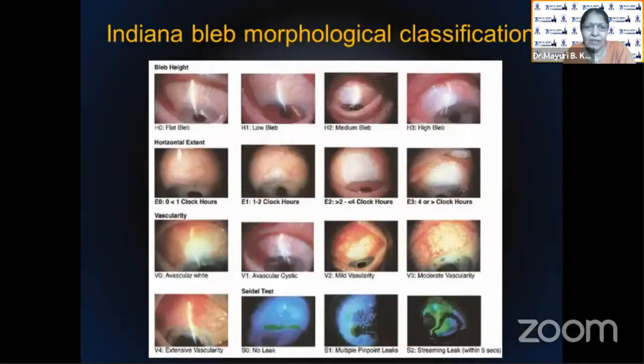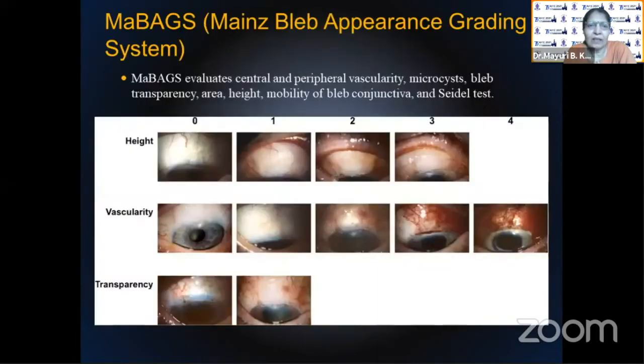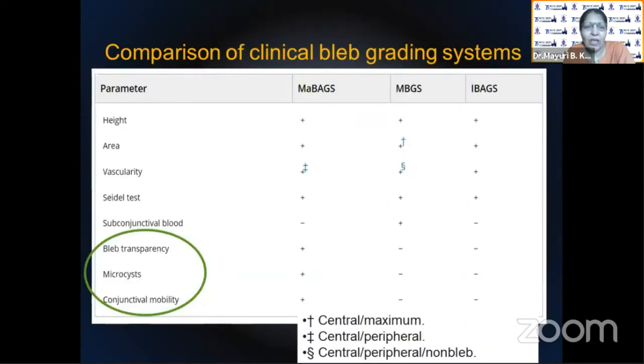First is the Moorfields classification, then the Indiana classification, which includes the Seidel test also, along with the bleb height, extent, and vascularity. Another one, introduced in 2017, is the Mabeck classification, which also includes the transparency of the bleb, with the height and vascularity of the structure. If we compare all three, the Mabeck classification will give you not only the bleb transparency, but also the microcyst evaluation and the conjunctival mobility in the area of the bleb.